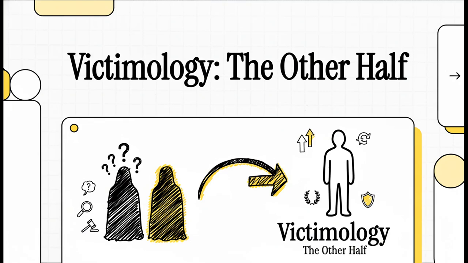You know, when you think about crime, where does your mind go? Probably straight to the criminal, right? Who did it? Why did they do it? How do we punish them? But that's only ever half the story.